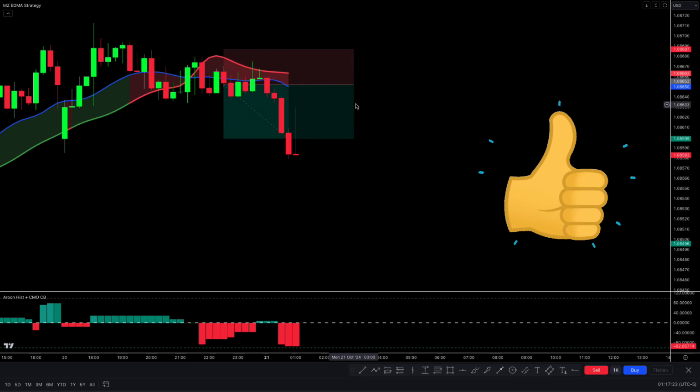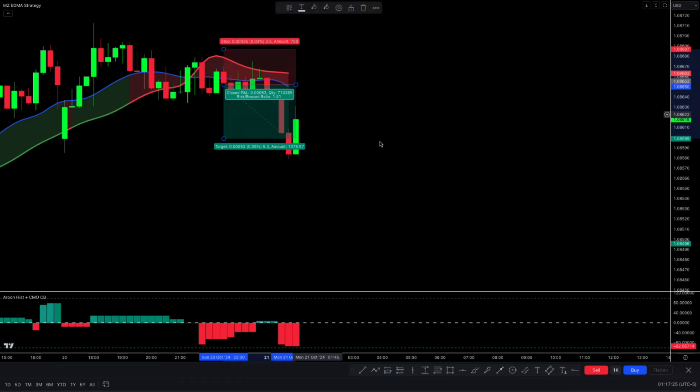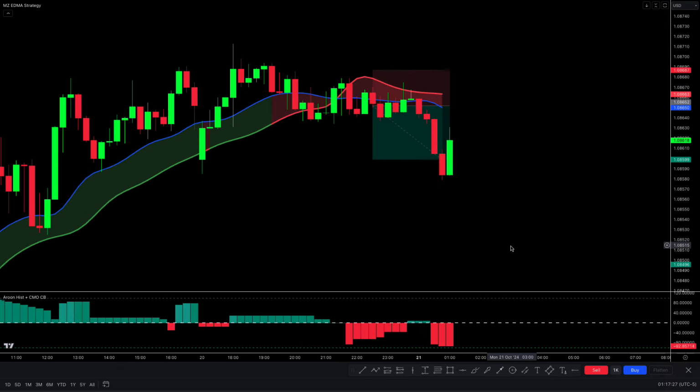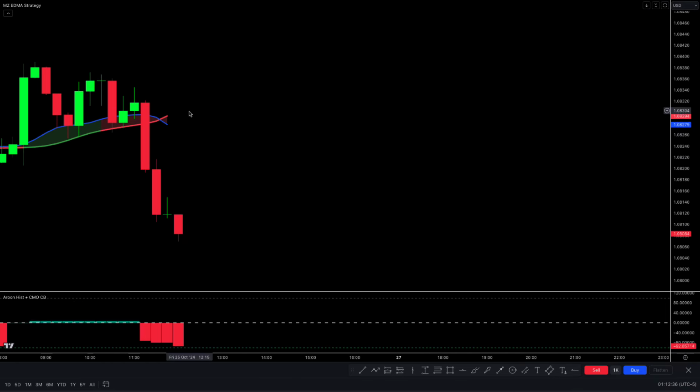The market has completely hit the target. I hope you like this trading setup. Let's see one more sell example.